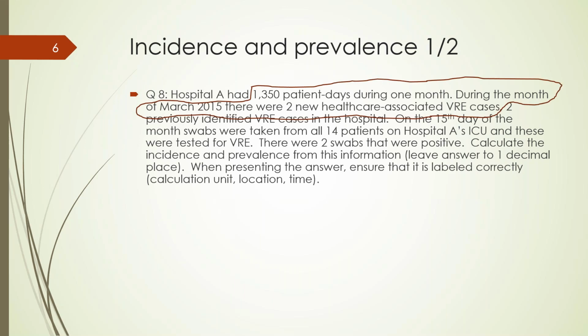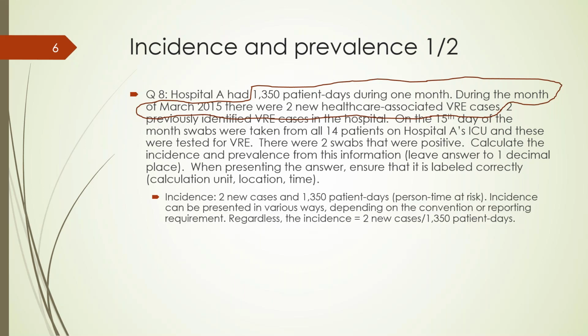So for the first part, the incidence, the clue amongst this whole cloud of data is that you're looking at the new cases. So incidence will always involve new cases, and it should always involve time in the denominator. So patient days would be your time exposure. So here we have 2 new cases and 1,350 patient days, which describes the patient time at risk.